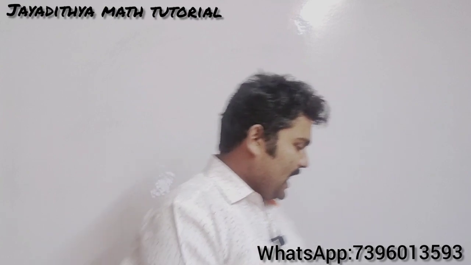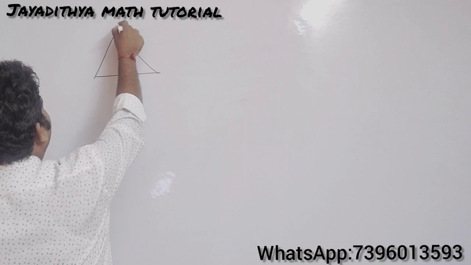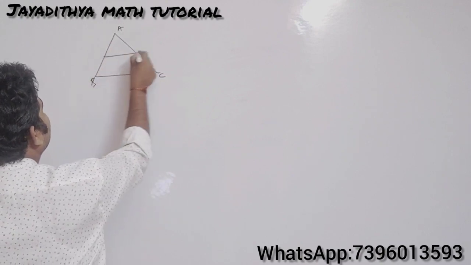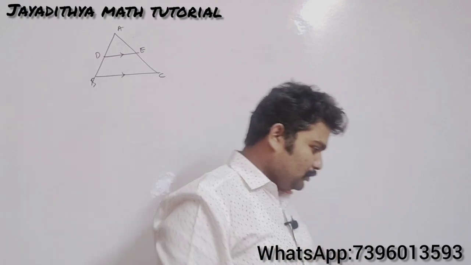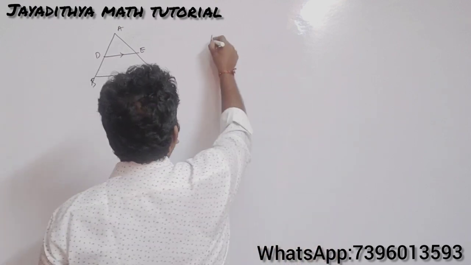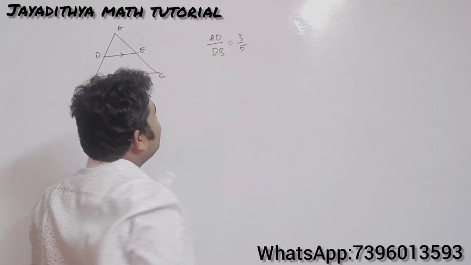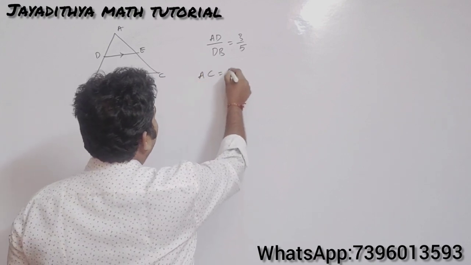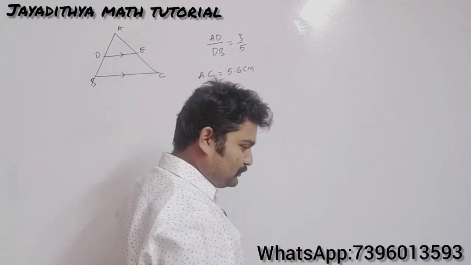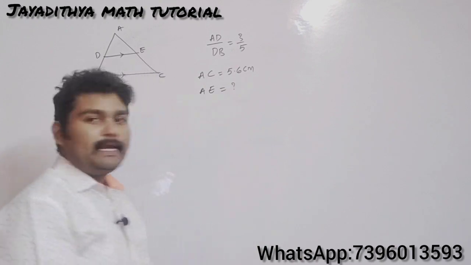So see here, Nana, I am explaining example 1 here. In a triangle ABC, he is telling that DE is parallel to BC, and he has also given one more condition, that is AD by DB is equals to 3 by 5, and he has given AC is equals to 5.6 centimeters. What we need to find here is AE. You need to find AE, Nana.